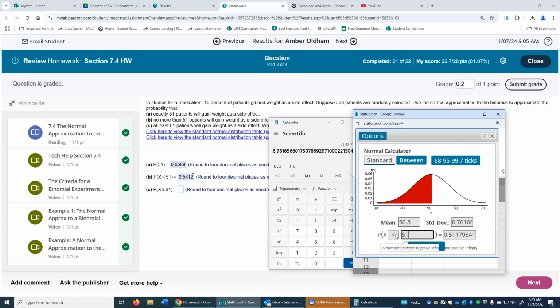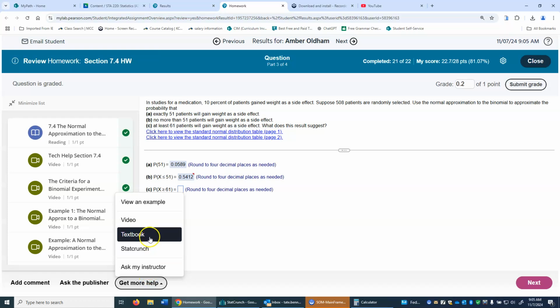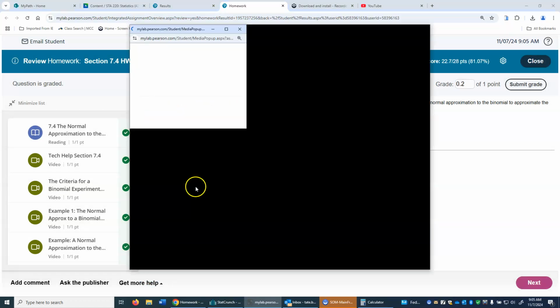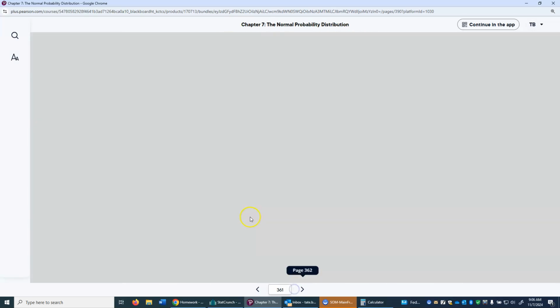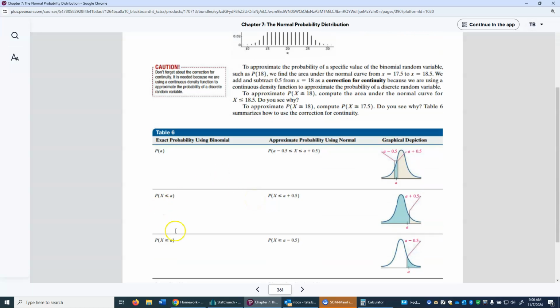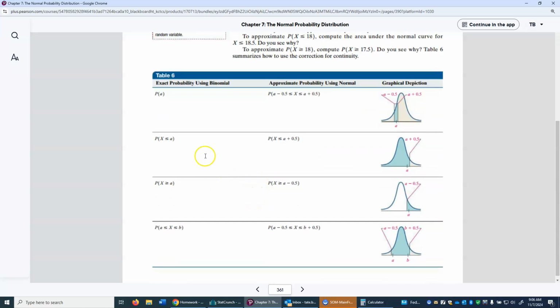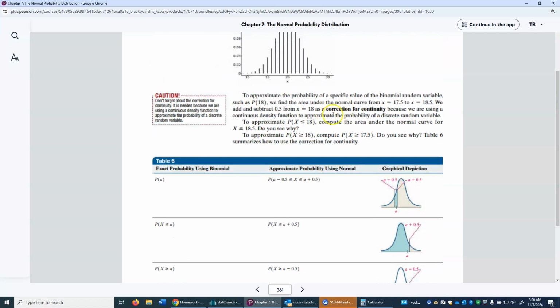So you might think you want to put 51 there, but that's not quite right. Let's go look at the textbook. There's a really important page in the textbook we ought to look at in this section. You're using a continuous curve to estimate for discrete values. You probably already read through this, but this chart here would be very important. They call this the correction for continuity.